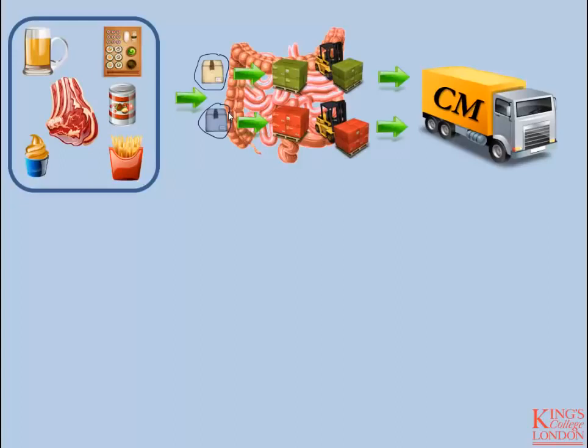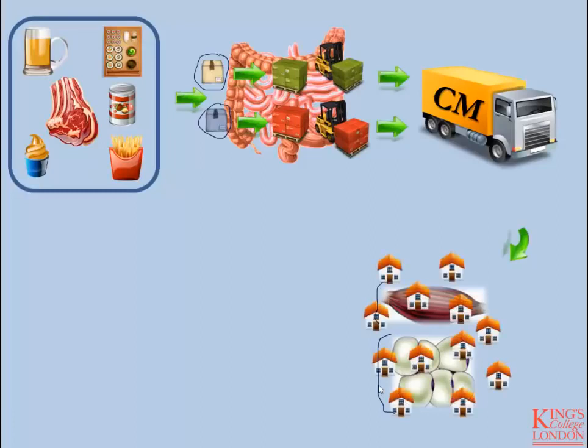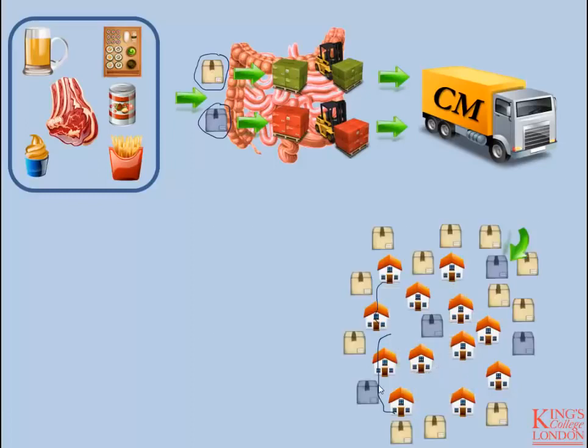Once these lipids have been packaged into the chylomicron, they are sent out through the circulatory system via the lymphatic system to the various tissues, here illustrated by the muscle and the adipose tissue. Think of the individual cells in these tissues as individual points of delivery for the products contained in this lorry. These nutrients are then shipped around to the individual cells, unloaded from the chylomicron, and taken into the cells via specific processes.